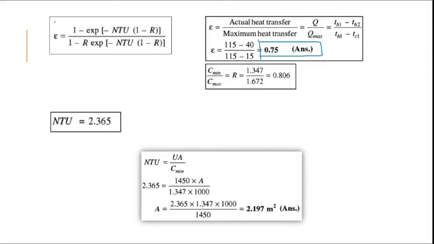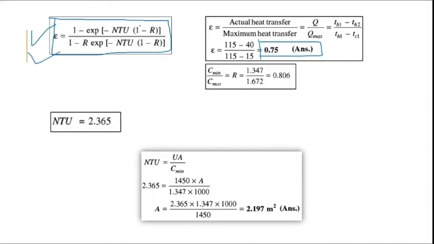Now, the relation for a counterflow heat exchanger is given in the data handbooks also. You can go for the effectiveness relation for a counterflow heat exchanger, and you will find that effectiveness is equal to 1 minus exponential of minus NTU times (1 minus R), divided by 1 minus R exponential of minus NTU times (1 minus R). This is the relation for a counterflow heat exchanger.